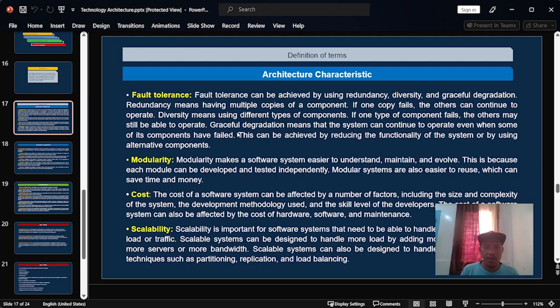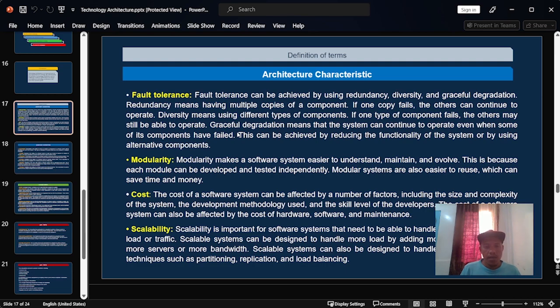Redundancy means having multiple copies of a component. If one copy fails, the other can continue to operate. Diversity means using different types of components, in other words, a backup system. If one of the components fails, the other component should work. So that's fault tolerance. If something goes wrong in one component, another component will work through.